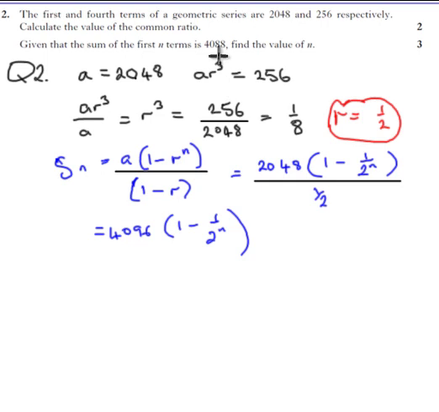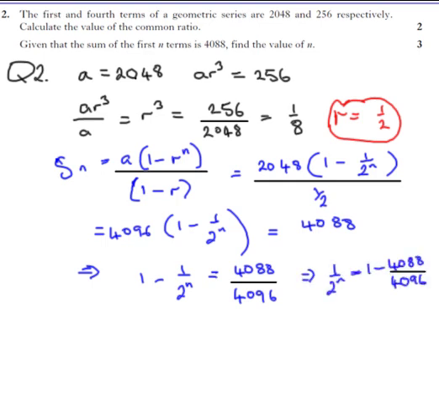Now we're told the answer to this is 4088. So this is equal to 4088. If we now take the 4096 over and divide, we'll get that 1 minus 1 over 2 to the n will be 4088 over 4096. Rearranging this, we can get that 1 over 2 to the n will be 1 minus 4088 over 4096.